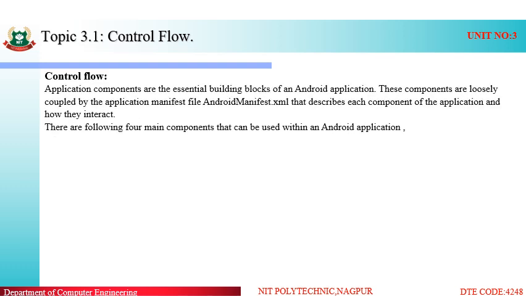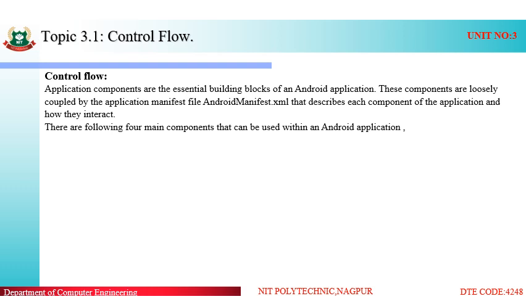Control flow. So basically what is the control flow? Application components are the essential building blocks of an Android application. Application components means what? Buttons, text box, different views, tabs. These are the building blocks of an Android application. These components are loosely coupled by the application manifest file, AndroidManifest.xml.